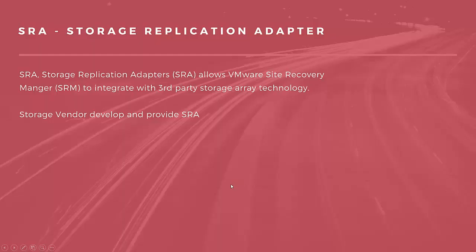If you are using array-based replication, you must install a Storage Replication Adapter specific to each storage array that you use with SRM. An SRA, Storage Replication Adapter, is a program that an array vendor provides that enables Site Recovery Manager to work with a specific kind of array. You must install an appropriate SRA on the Site Recovery Manager server host at the protected and recovery site.